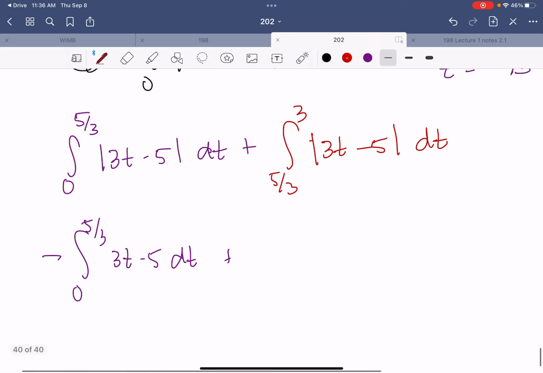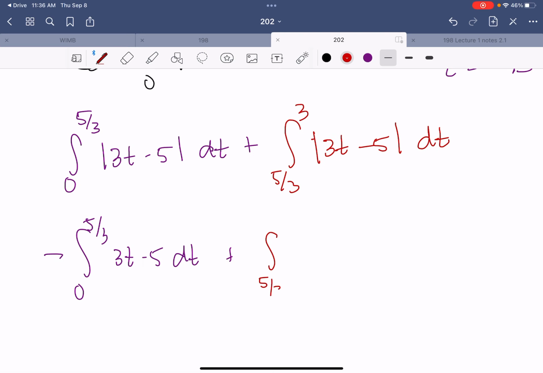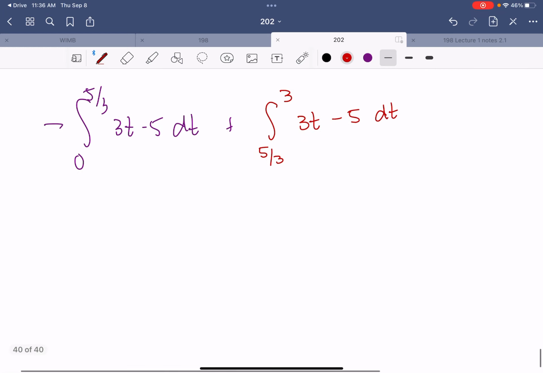Sorry, my handwriting's not the best today. But if we plug in a number between 5/3 and 3, like 2, that gives us 6 minus 5. That's positive. So I can drop my absolute value knowing that everything's positive on that interval. And now I'm set, ready to go.